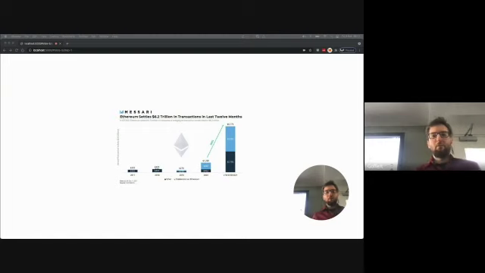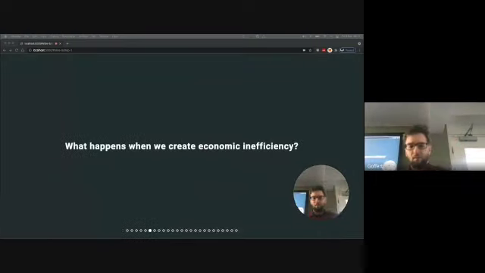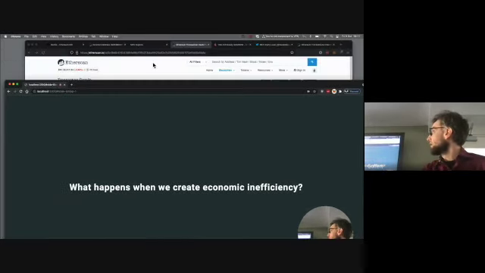So the Ethereum network naturally also has this sort of economic inefficiency, where there are things that don't necessarily have the correct price. So as a test, what we're going to do is introduce some of this economic inefficiency in the network and then see what happens. What we're going to do exactly is deploy a smart contract.